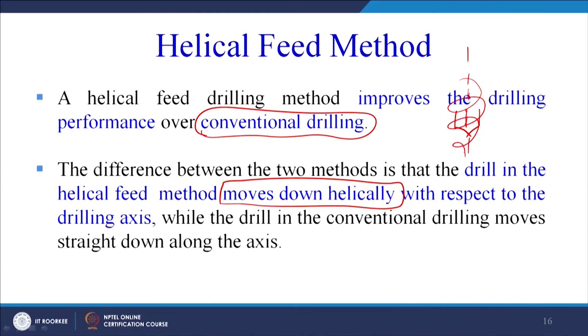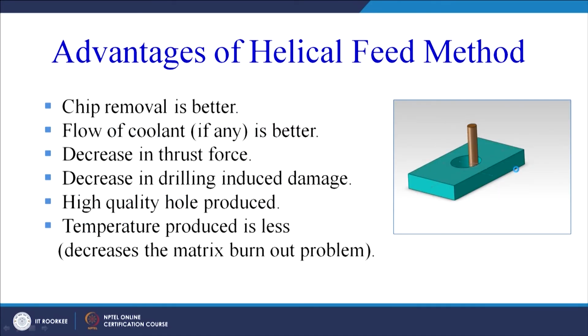So, it is not straight, it will go in a helical feed manner with respect to the drilling axis. So, this is the drilling axis as I have shown in the diagram. So, the drill will go down in a helical manner, while the drill in the conventional drilling moves straight down the axis. So, in case of conventional, as I have already highlighted, the drill will go down straight along the axis, but in case of helical feed, it will go down in a helical manner along the axis. So, this is an example.